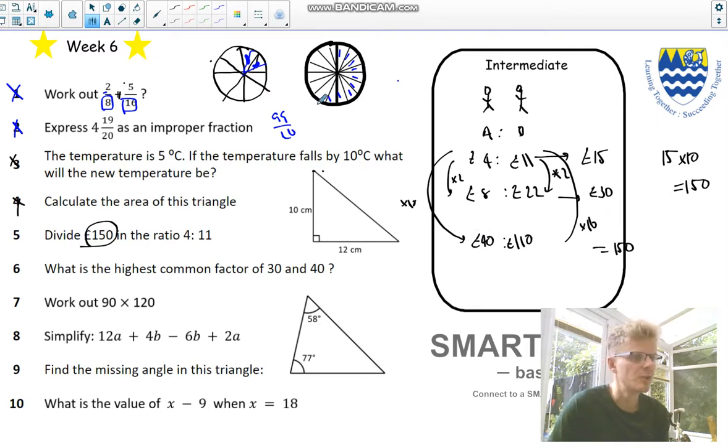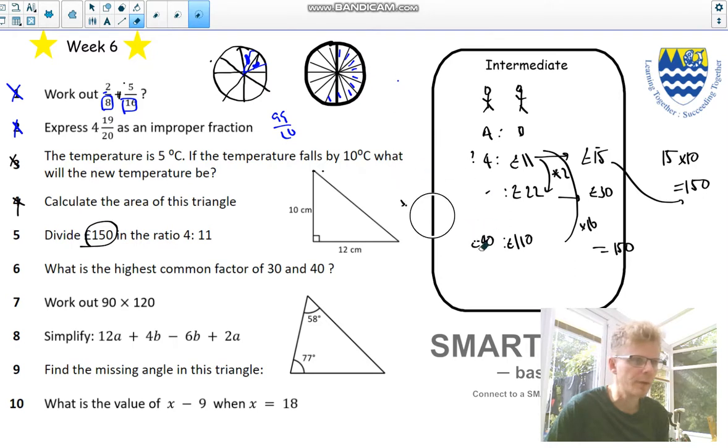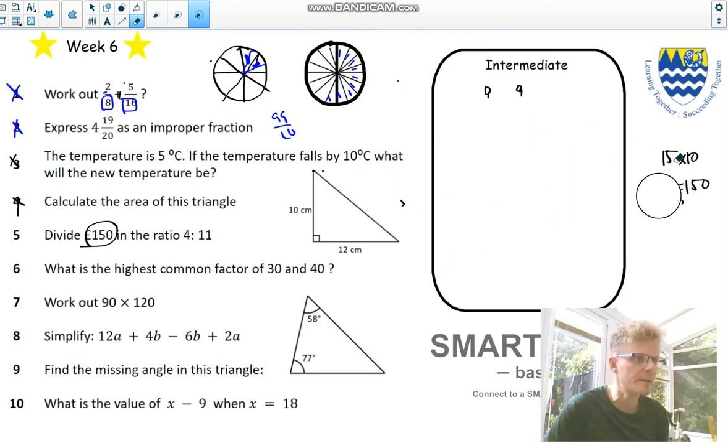So our challenge of ratio is once we've figured out how much money is in the initial ratio, we need to figure out how many times we can get that into our overall quantity, and then multiply it up. Okay, question 6, what's the highest common factor of 30 and 40?